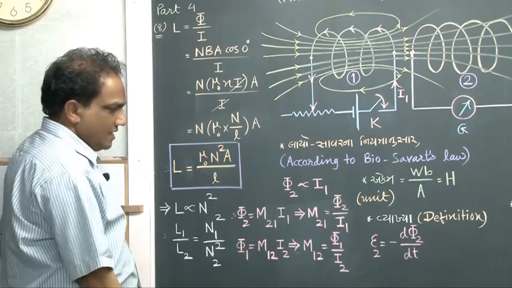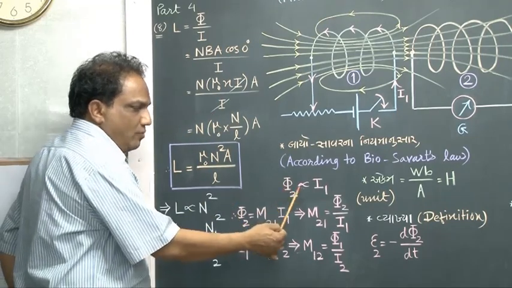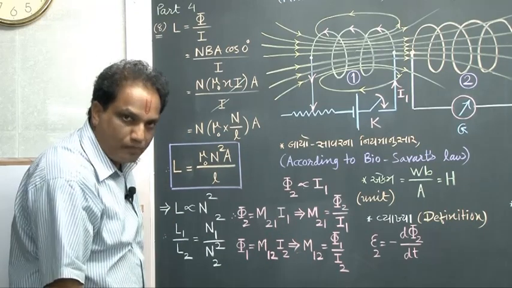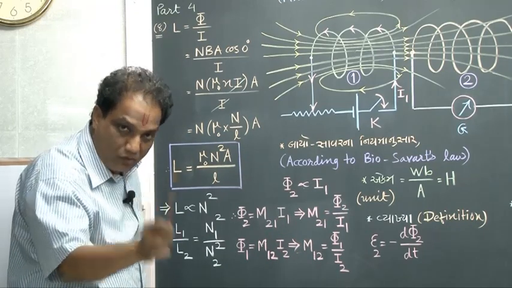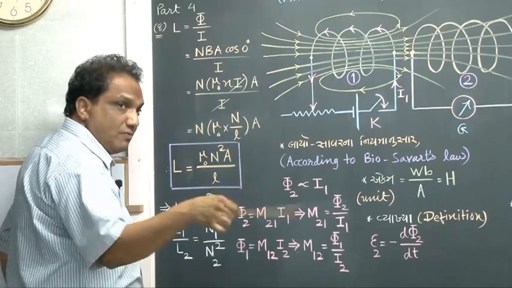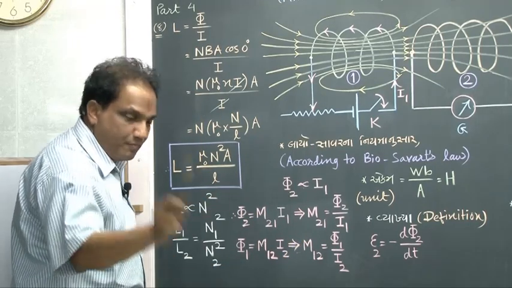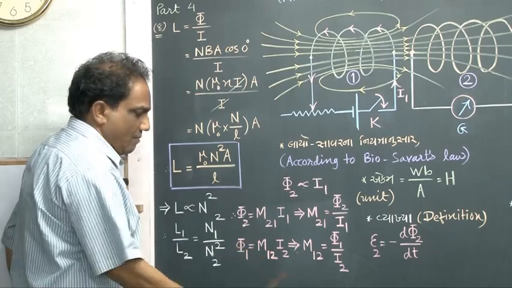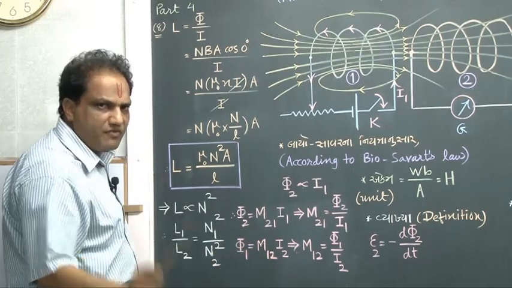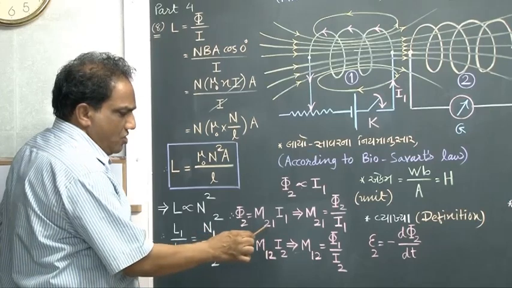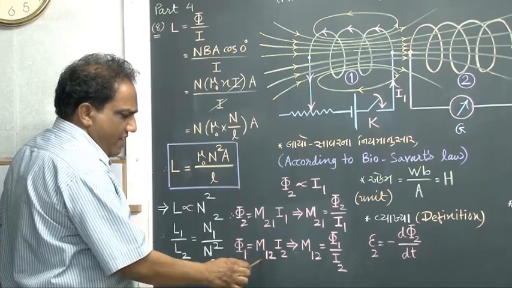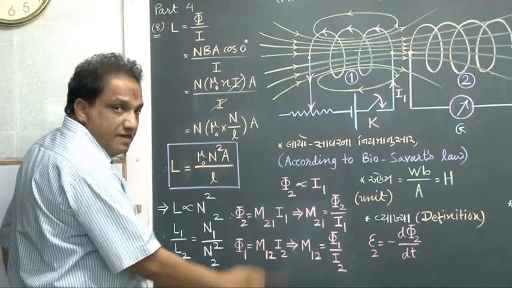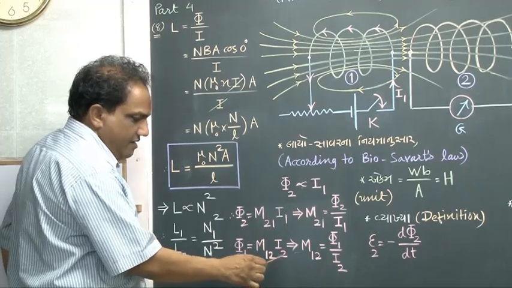Fine. The way you have written here phi 2 proportional to I1, you may write phi 1 proportional to I2. And at that time, if you remove the sign of proportionality and put a proportionality constant, it is M12. How would you remember this? Very simple. Double 2, double 1, and here double 1, double 2.